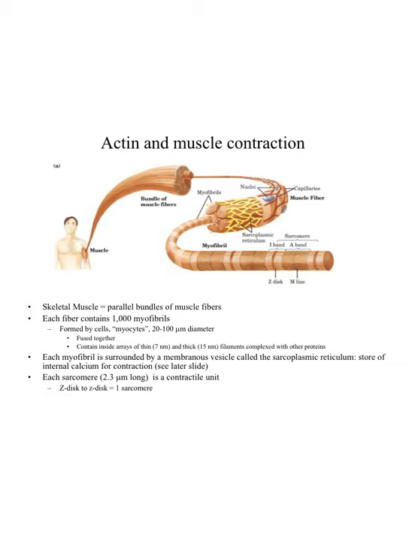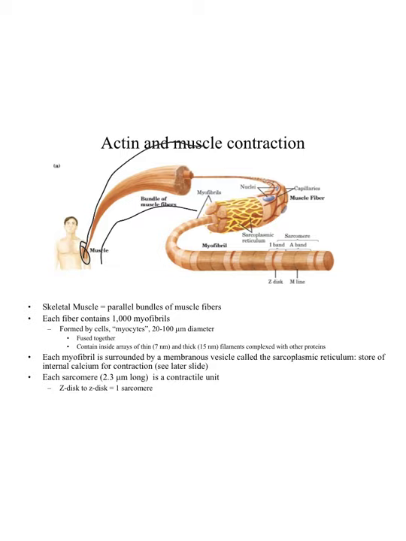Okay, as promised, we'll now take a look at actin and the role that it plays in muscle contraction. And let's first introduce a little bit about the anatomy of the muscle. So we're looking here at a cartoon schematic of the biceps. If we sort of take what's inside and expand it, we see that there are these bundles of muscle fibers. We call them muscle fibers.